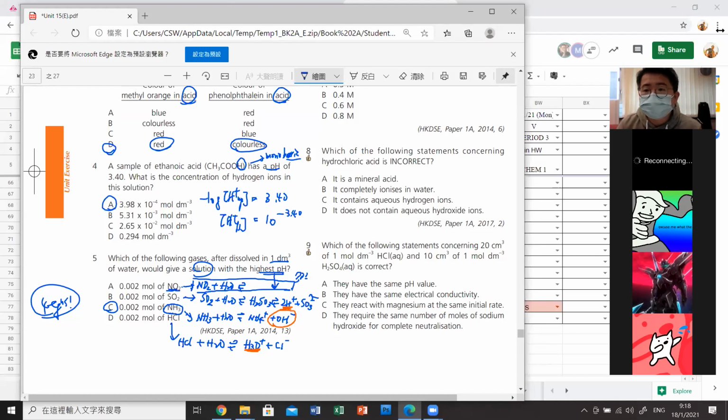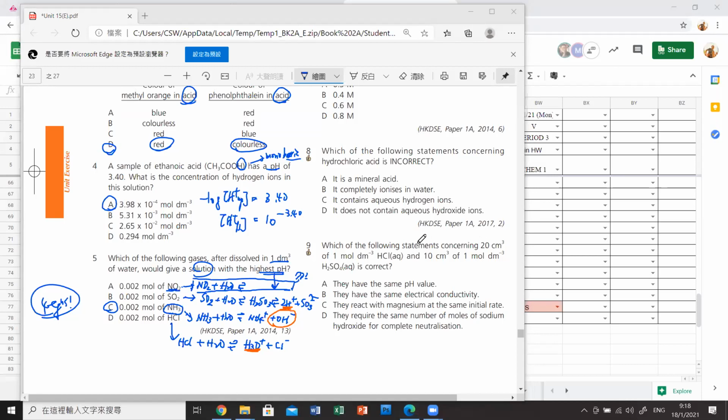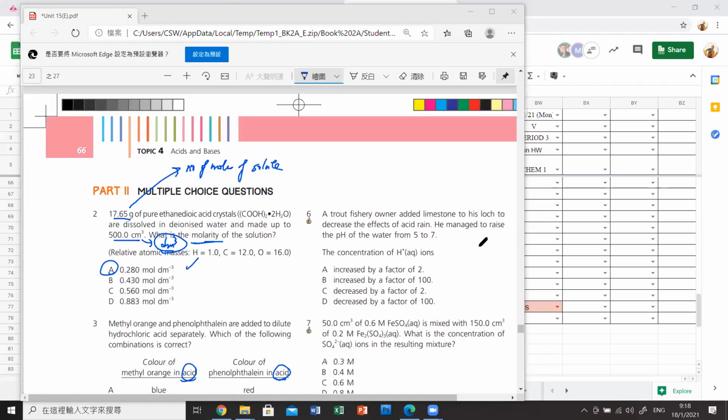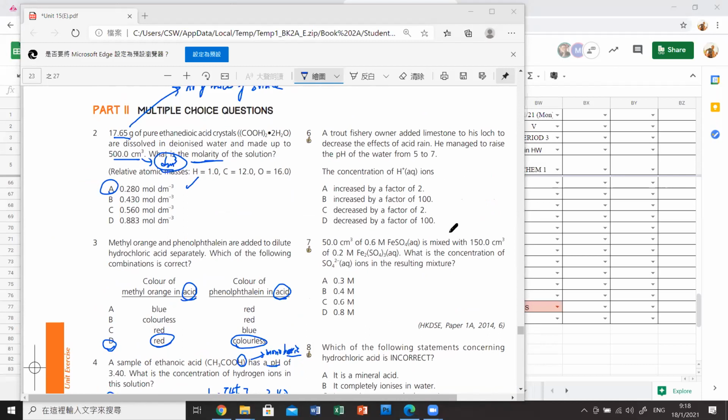Now, because I would like to spend some more time on calculations with you, because I found the other two questions more divided. Question 6. A trout fishery is treated with limestone to raise its pH. So the question is, the pH of water changes from pH 5 to 7. The concentration of hydrogen ion. Okay, what will happen to this? The answer is D. The answer is D.